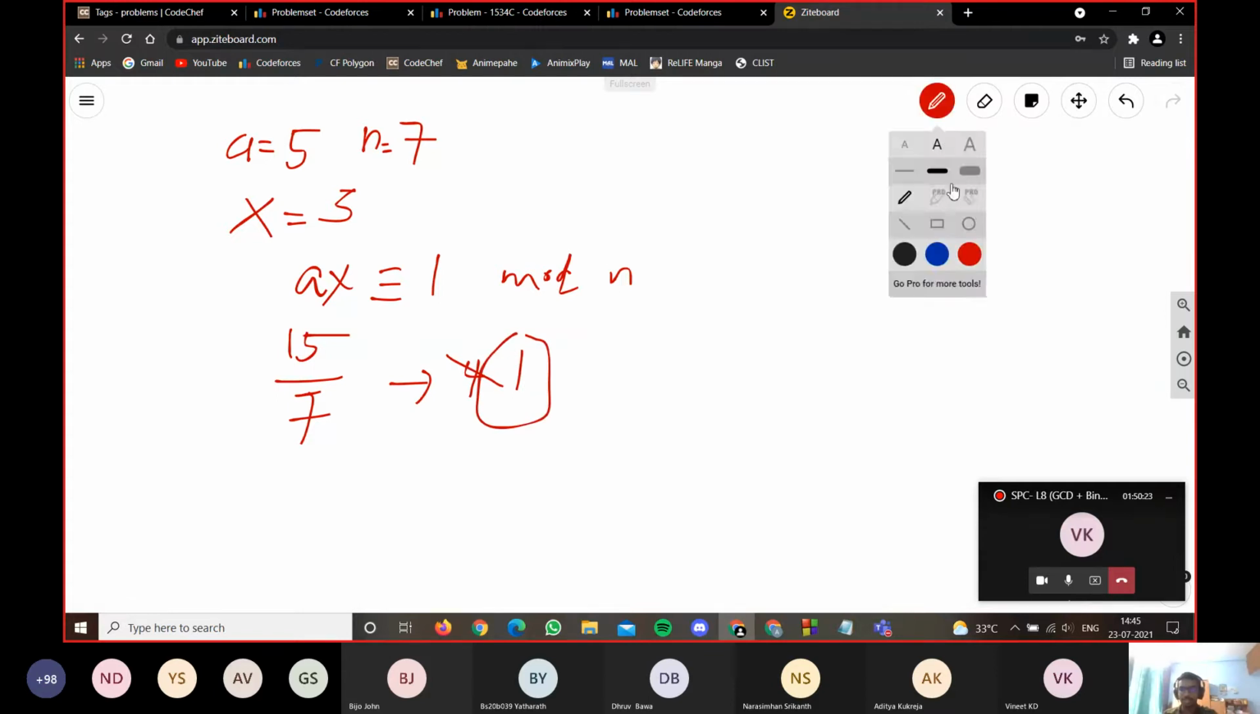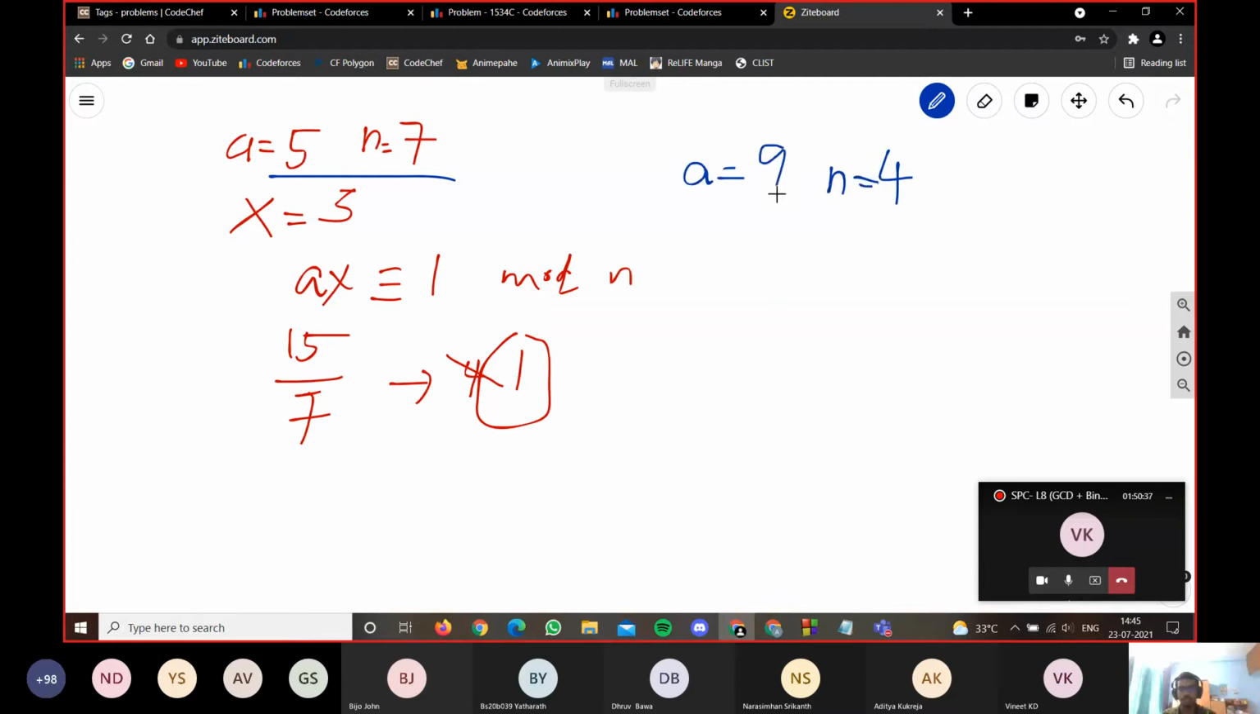So let's take another example as well. They need not be prime numbers, they just need to be coprime numbers. So maybe with that regard, let's take 4 and 9. Okay, I'll take n equal to 4 and a equal to 9. I am also not sure of the answer, so I'll also need some time to think. What works for 9 and 4?